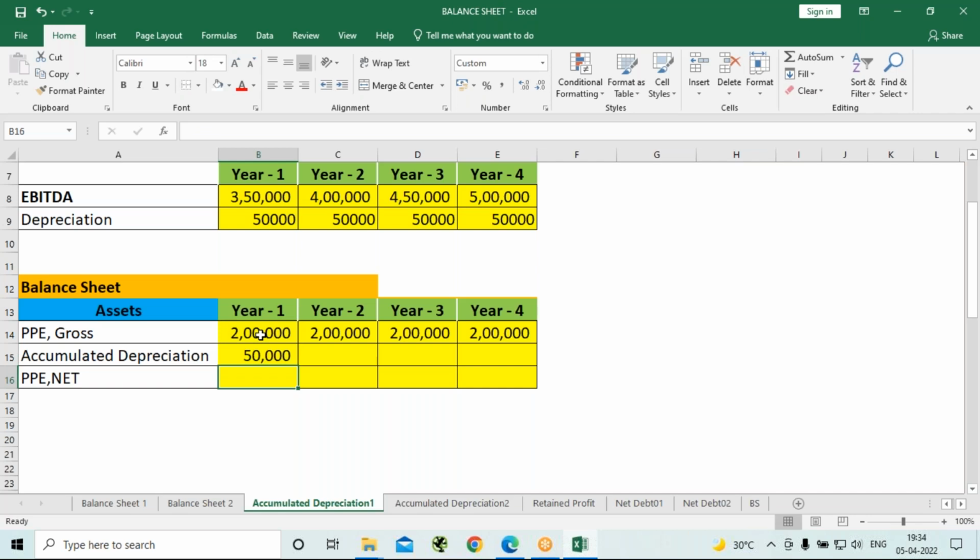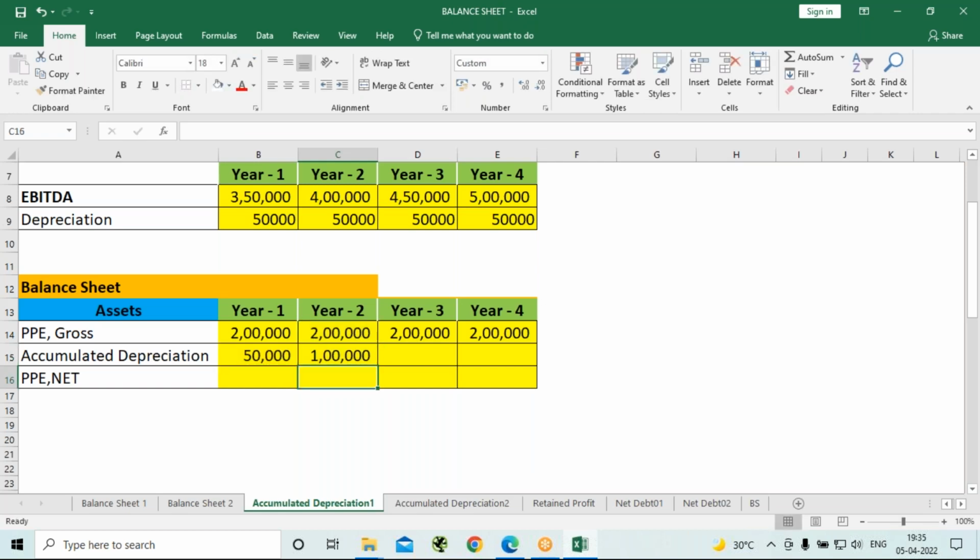So in the first year, the depreciation value is 50,000, and the second year it will equal that year's asset value, which remains the same, divided by 4, plus the previous financial year's depreciation value. So you add the previous year's depreciation value, and this is considered as accumulated depreciation.